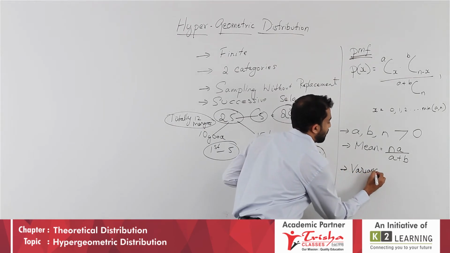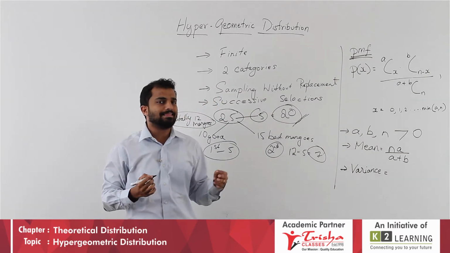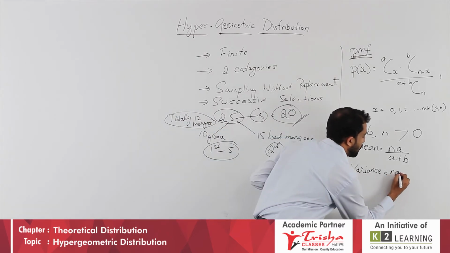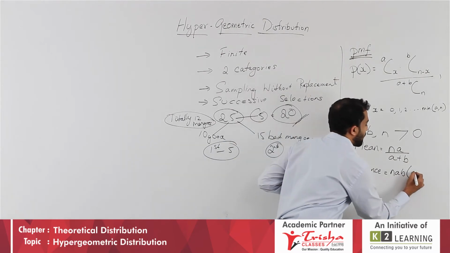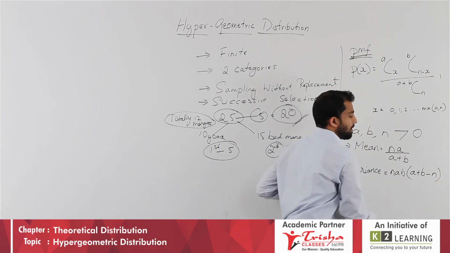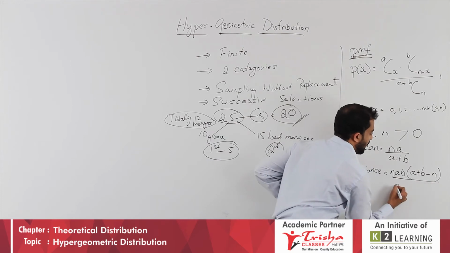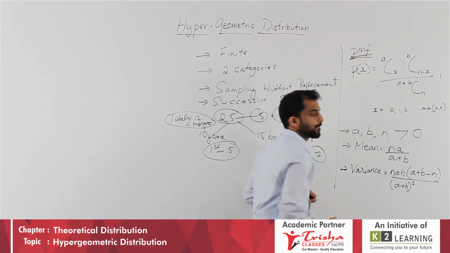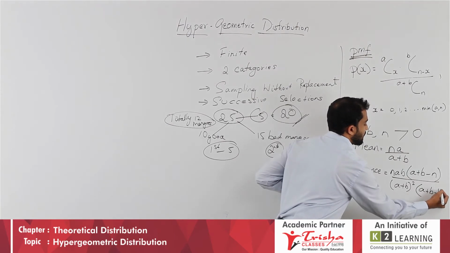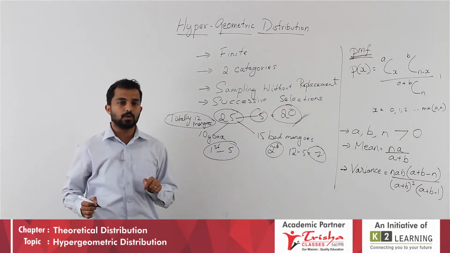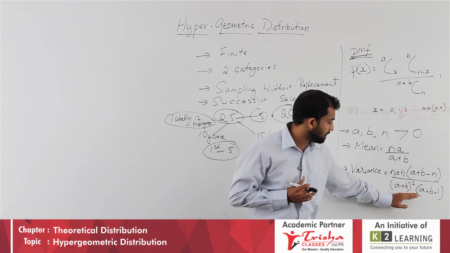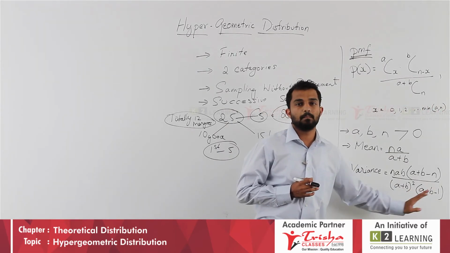Variance is equal to, a little lengthier formula, but I think as second PU students you should know this formula very well. It is n into A into B, open the bracket, A plus B minus n, the sample that is there. Don't forget to divide it by A plus B the whole square, into A plus B minus 1. That is, n into A into B, bracket A plus B minus n, divided by A plus B the whole square, into A plus B minus 1.